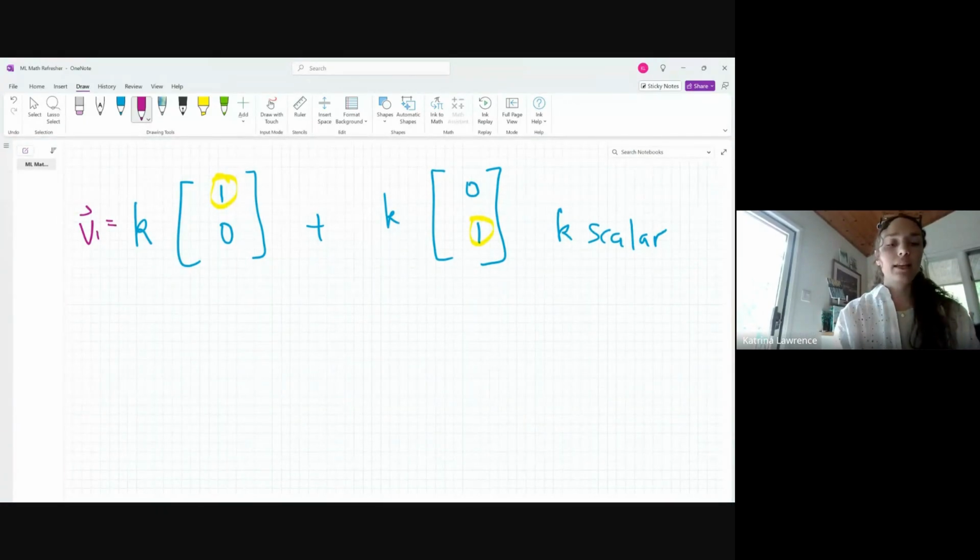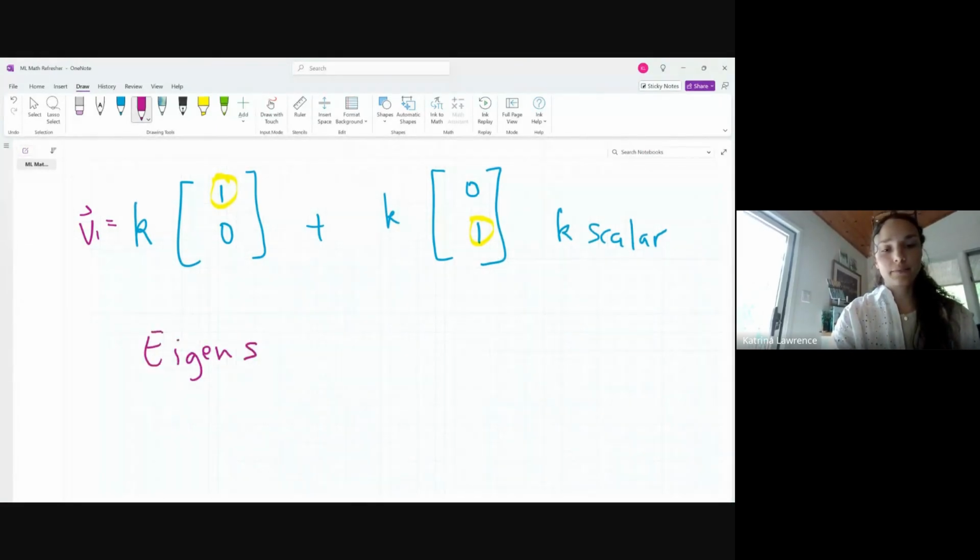So what's happening here? We now want to look at what's called the eigenspace.